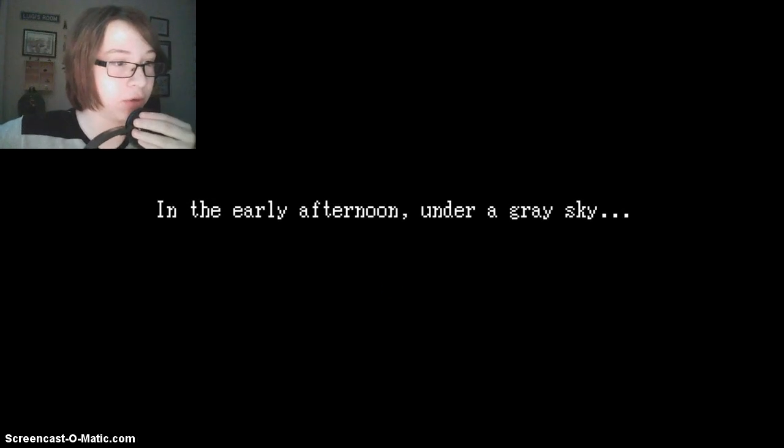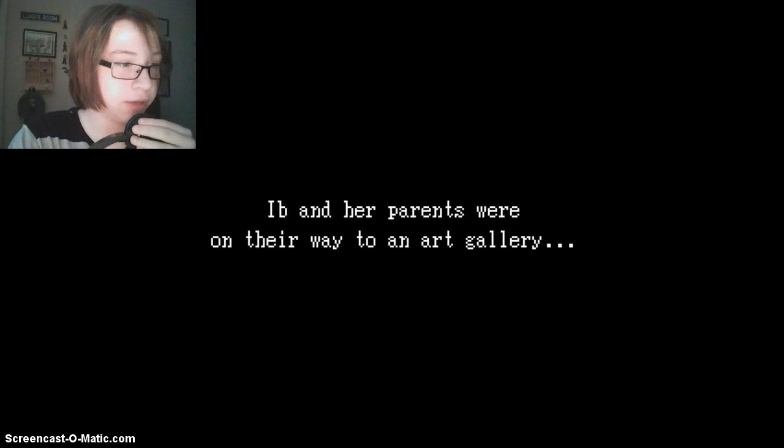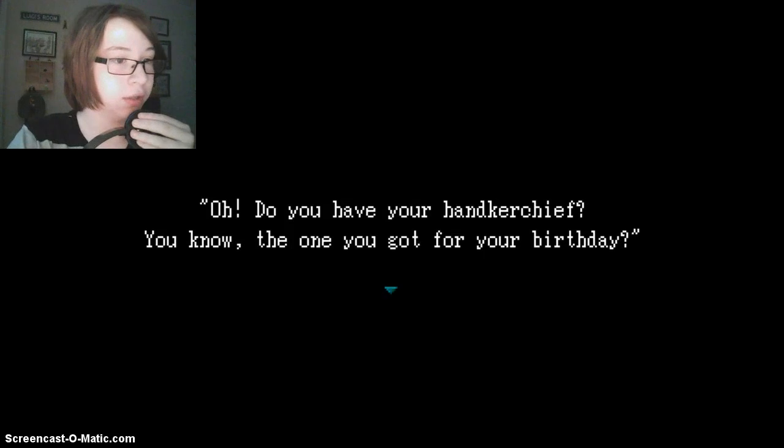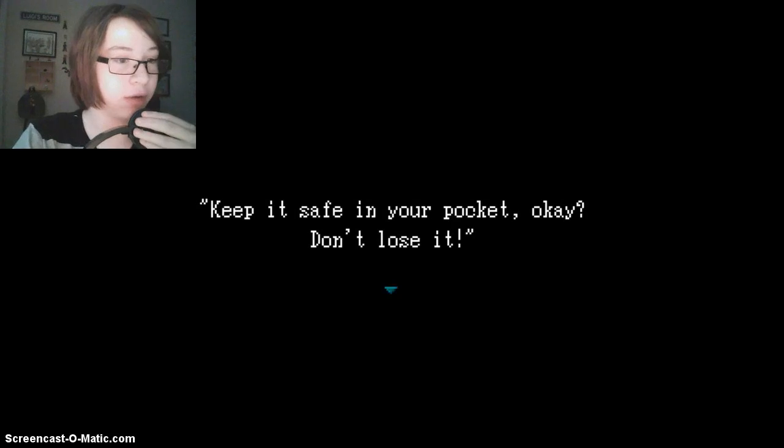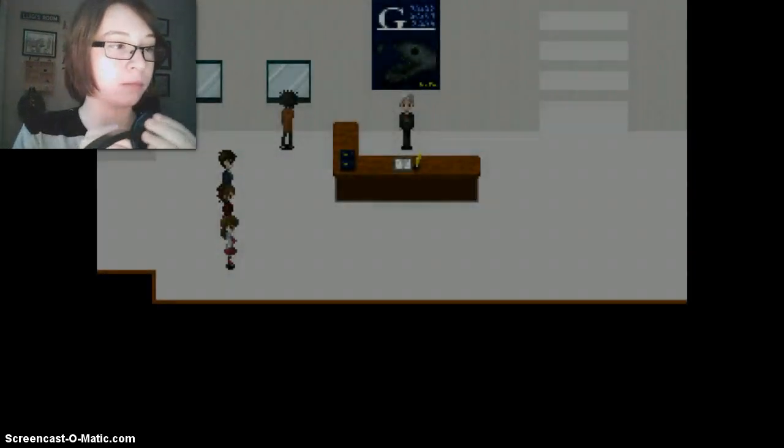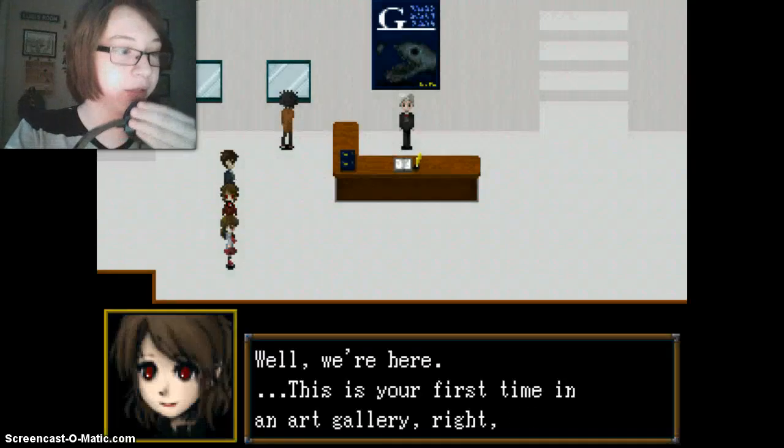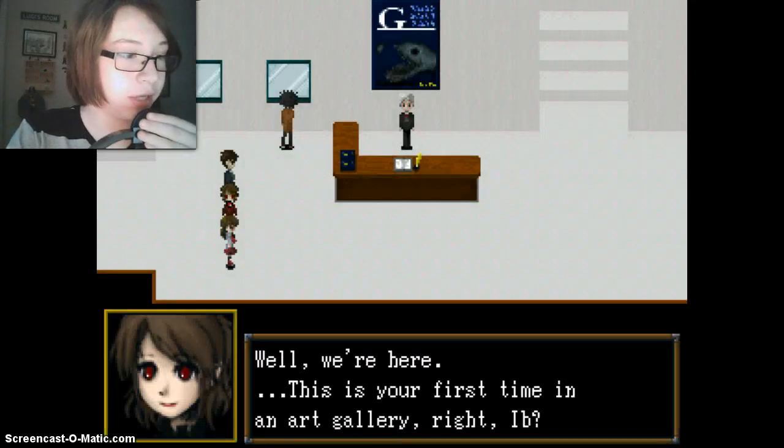And this one got high rated. In the early afternoon under a gray sky, Ebe and her parents were on their way to an art gallery. Did you remember everything, Ebe? Oh, do you have your handkerchief? You know, the one you got for your birthday. Keep it safe in your pocket, okay? Don't lose it. Alright. It looks so cute. Well, we're here. This is your first time in an art gallery, right, Ebe?